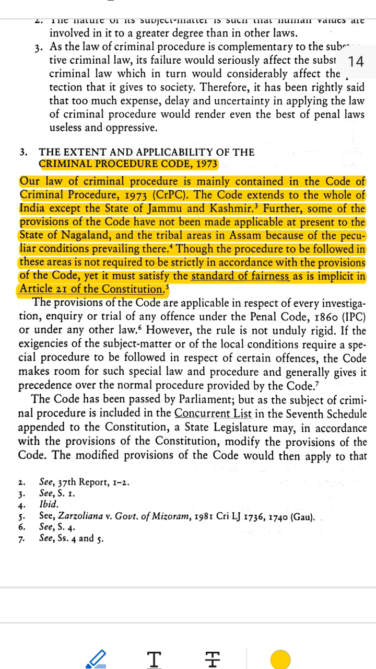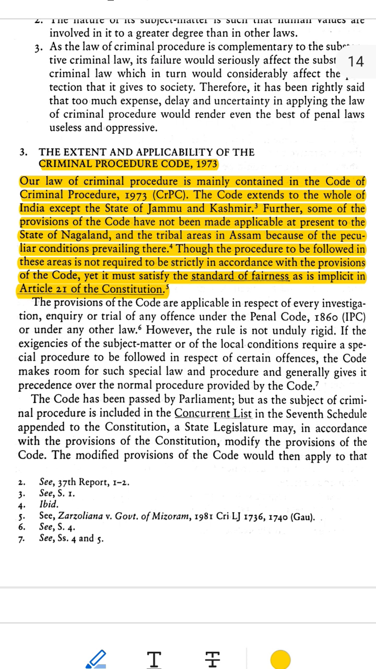In simple terms, it explains how police investigate, how courts handle criminal cases, and how punishments are decided. The code extends to the whole of India except the state of Jammu and Kashmir. Extend to the whole of India means these rules apply everywhere in India except Jammu and Kashmir. Why? Because Jammu and Kashmir had a special status at that time, so the laws did not apply there until later changes. Example.